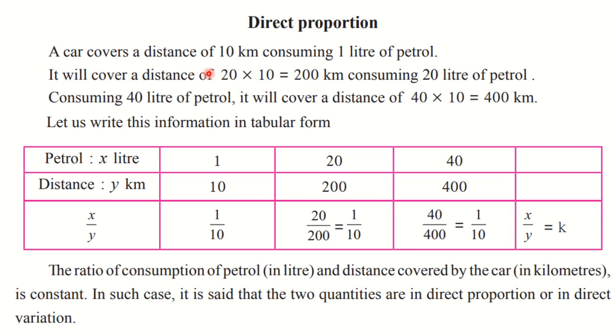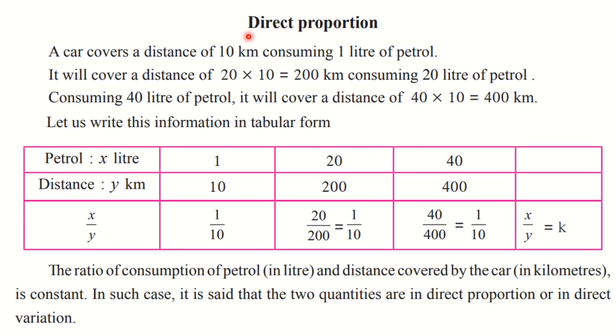Suppose a car covers a distance of 10 kilometers in 1 liter of petrol. So to cover the distance of 20 into 10, that is 200 kilometers, it will consume 20 liters of petrol. Why? Because 1 liter is for 10 kilometers, so in 20 liters it will cover the distance of 200 kilometers. If 40 liters of petrol is consumed, then the distance travelled will be 40 into 10, that is 400 kilometers.